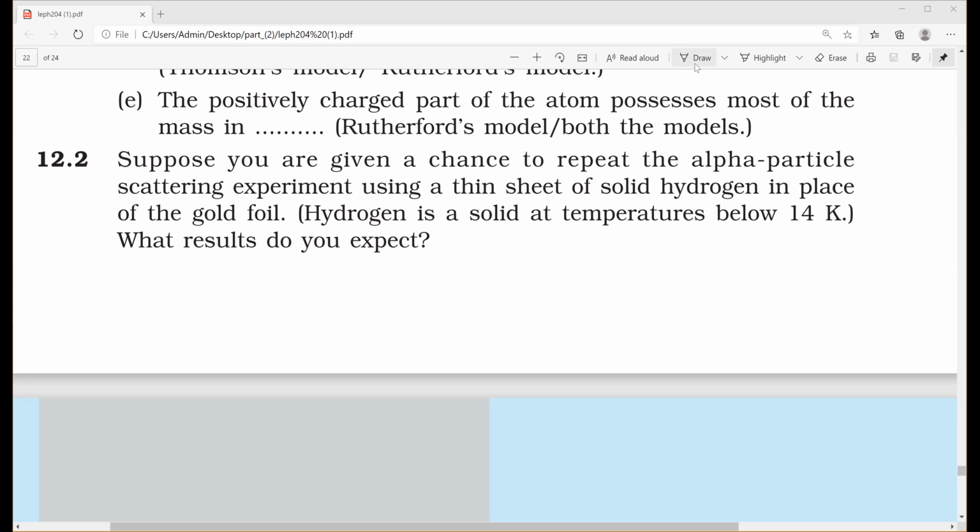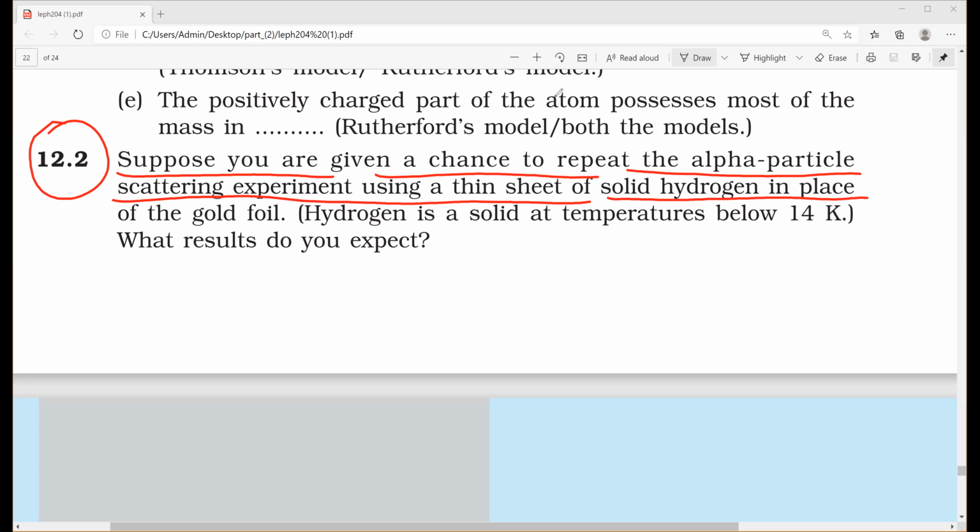So that is 12.2. What they ask: suppose you are given a chance to repeat the alpha particle scattering experiment using a thin sheet of solid hydrogen in place of gold foil. What result do you expect? That is the question they have asked.